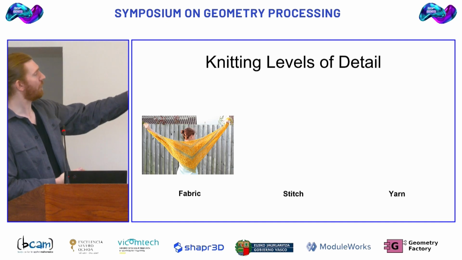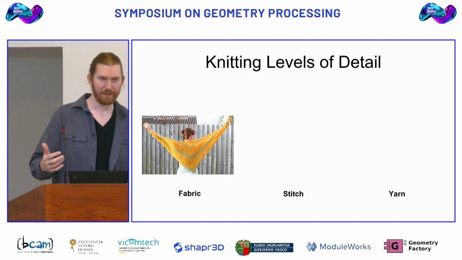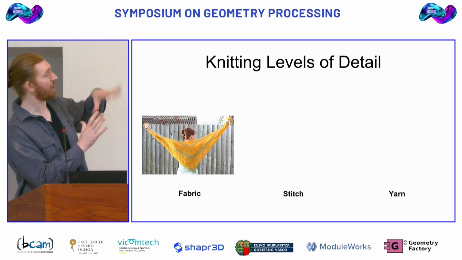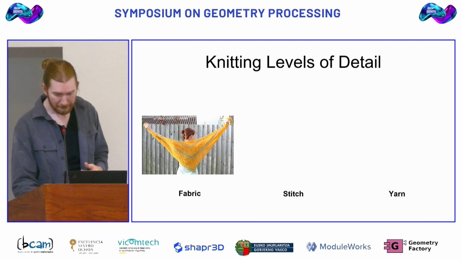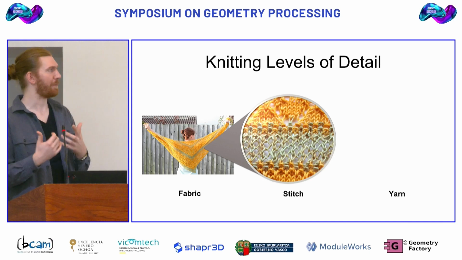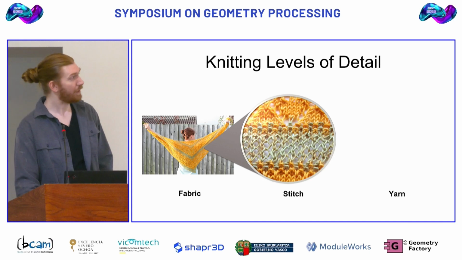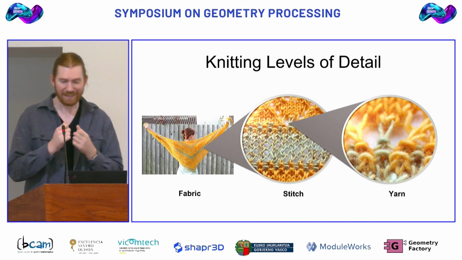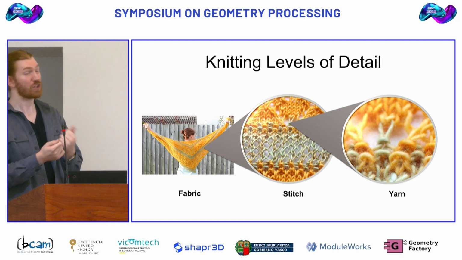At one level, a knit object is a fabric, and this has properties like its texture, its shape, its composition out of different patches of fabric. But if we zoom in, we see this intricate network of stitches that make up the fabric and control its appearance. And if we zoom in even further on individual stitches and their connections, we'll see that each stitch is made up of interconnecting twists and turns of yarn.